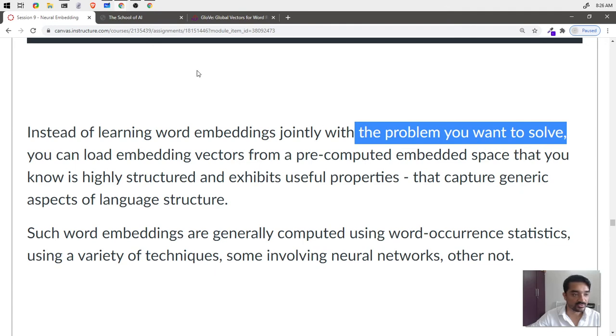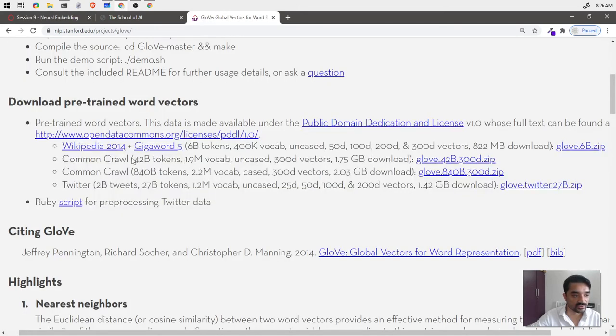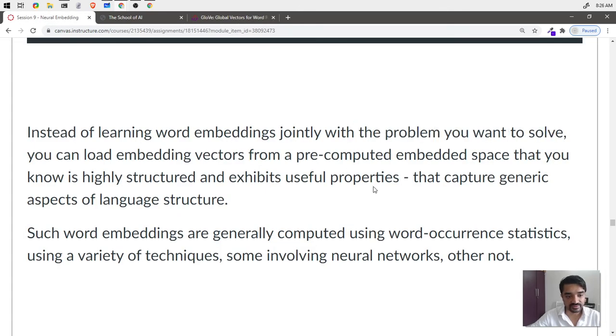The problem we want to solve. Instead of learning word embedding jointly with the problem we want to solve. What was the problem we wanted to solve here? Predict the next word, right? That's all we have done. So in Common Crawl, we just wanted to predict the next word, and that's the problem we solved there, and that is the kind of embeddings we got here.